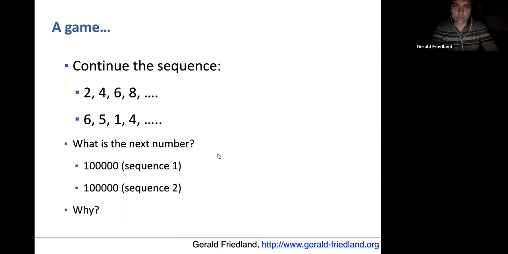But for the second sequence, 6, 5, 1, 4, you don't know. You'd say, I don't know. It could be anything. Is it even part of it? I don't know. So the interesting part here is when you have a rule, you can generalize. When you don't have a rule, you can't generalize, you can only memorize, but you can always memorize, okay?